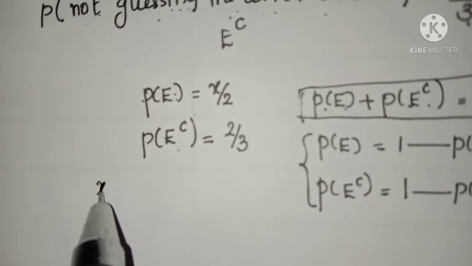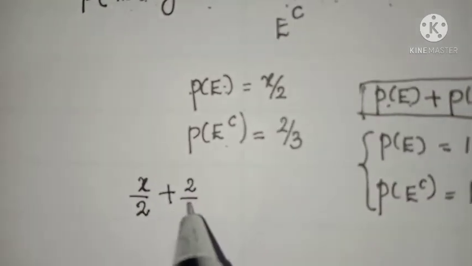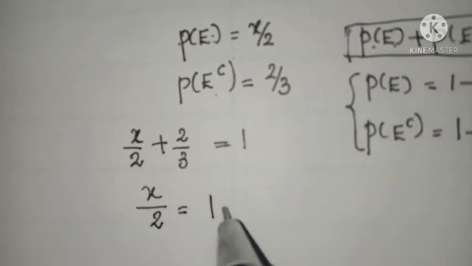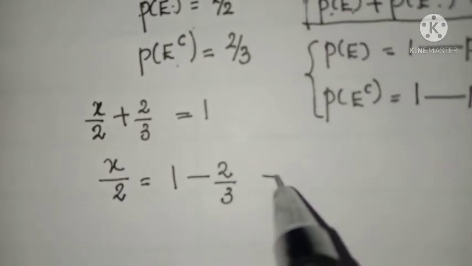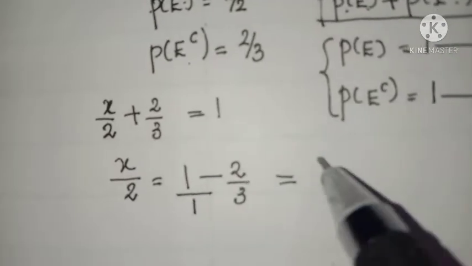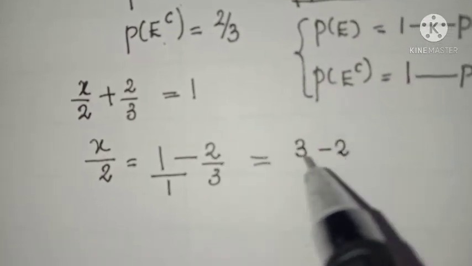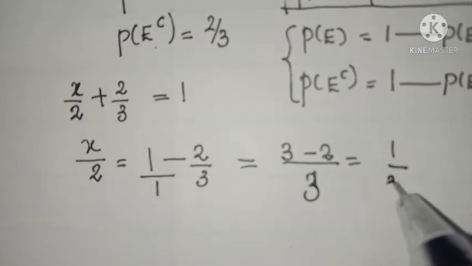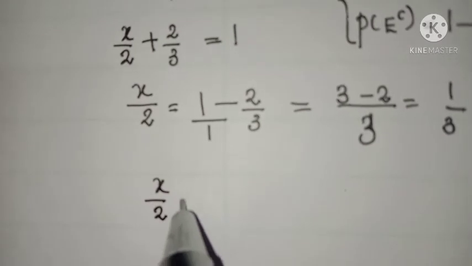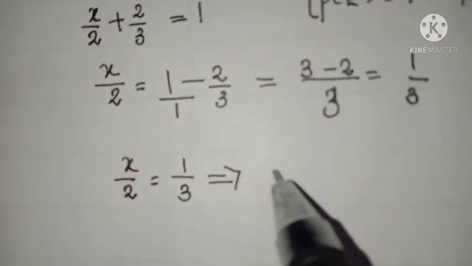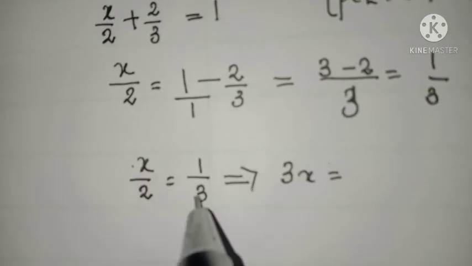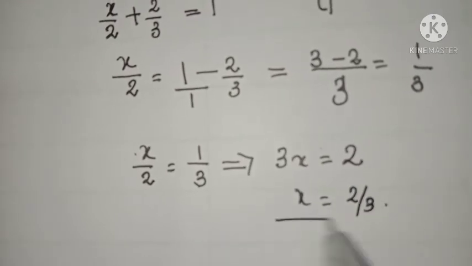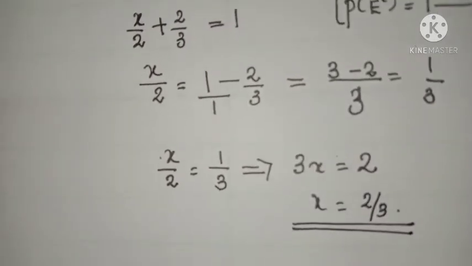So x by 2 plus 2 by 3 gives 1. We need to find x. So x by 2 becomes 1 minus 2 by 3. On cross multiplication, we can see that 3 minus 2 by 3, that is 1 by 3. So x by 2 is equal to 1 by 3. So what is 3x? Again cross multiplication. 3x equal to 2 or x equal to 2 by 3. Okay, x equal to 2 by 3.